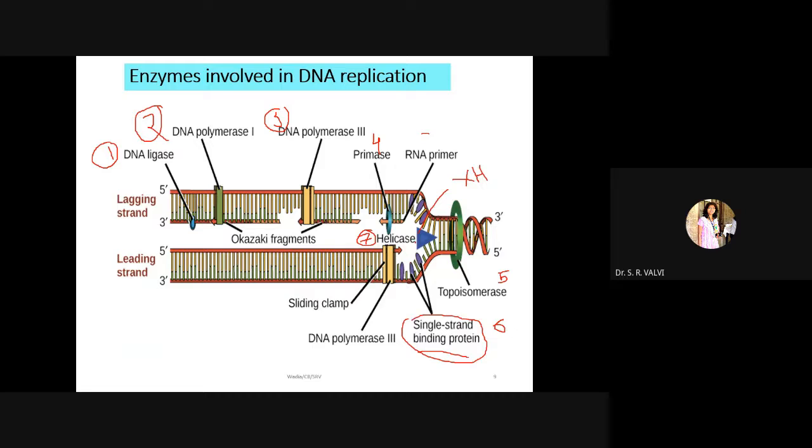Just imagine the helicase enzyme breaks the hydrogen bonds, right? So there would be a chance of the DNA molecule getting folded, right? That folding is stopped with the help of the single strand binding protein. It means whatever separated DNA occurs, this part and this part, should remain as it is. That is done by the single strand binding protein.